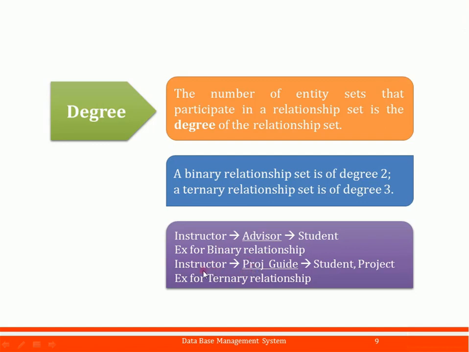Consider a case where an instructor is guiding a student on a project. So we have three entities here, that is instructor, student and project. So project guidance is the relationship that is established between student, instructor and project. So this is a kind of ternary relationship. When we have three entities which are participating in the relationship, it is called a ternary relationship.